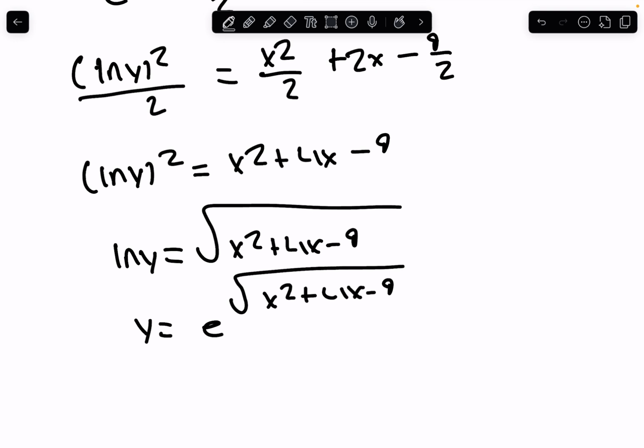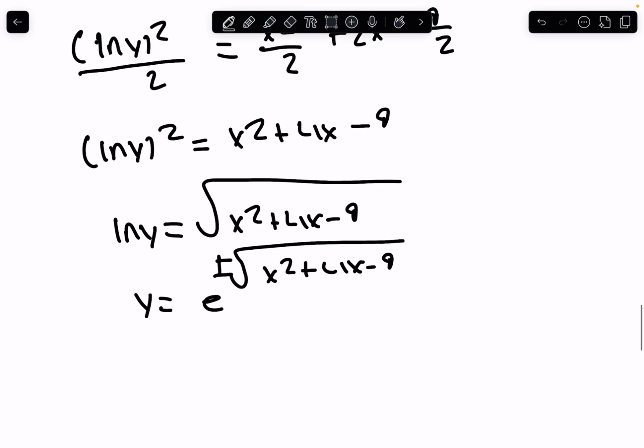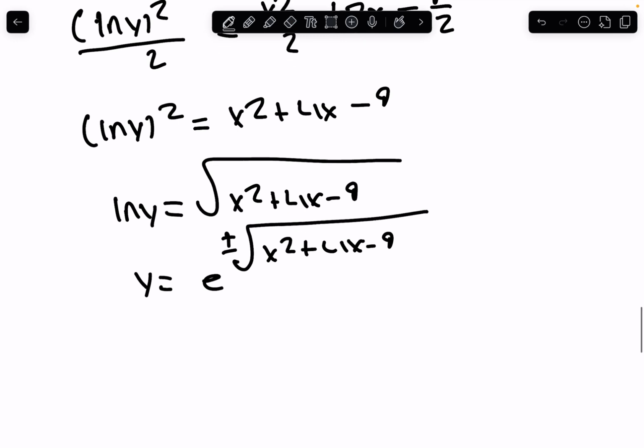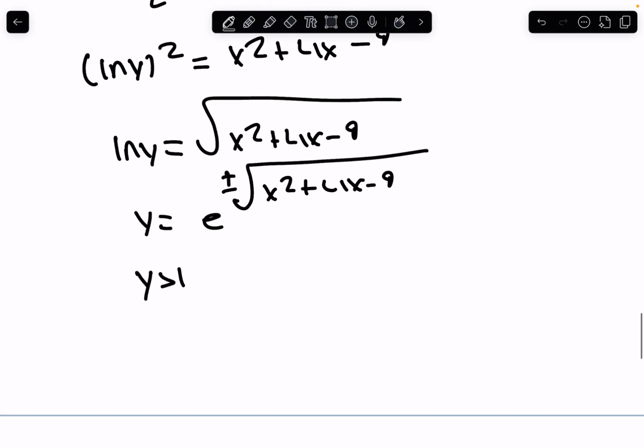Oh, sorry, actually, this answer is correct, but it is actually plus or minus since you're taking a square root. But the question tells you that y, or the function f of x, is always greater than 1. So if it's greater than 1, it can never be a negative exponent, so we only have plus here. So we would write it like this. Then we say y is greater than 1, meaning y equals e to the positive square root only.